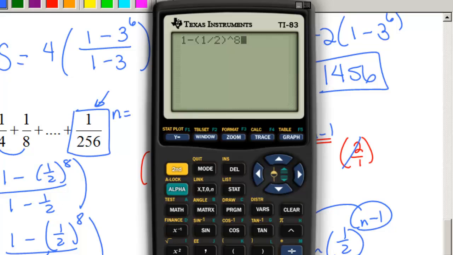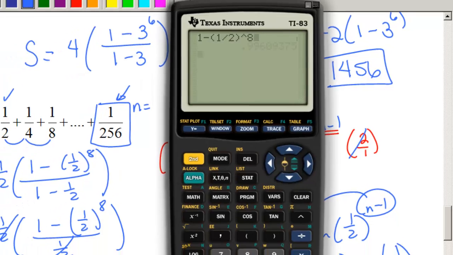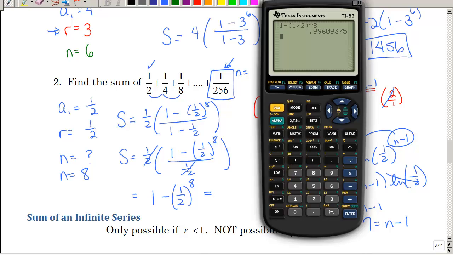Again, I did just a little bit of arithmetic first. You could just punch it all in the calculator. It just depends how comfortable you are. And I got 0.9960935. I could have said math and said fraction and gotten that answer, and I like that a lot better. Look how close that is to 1.